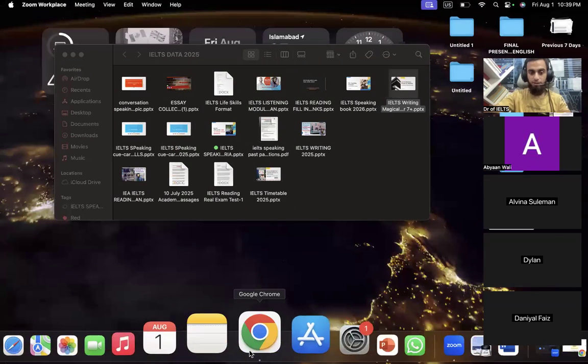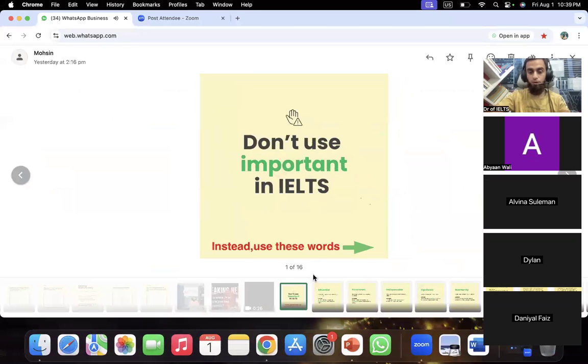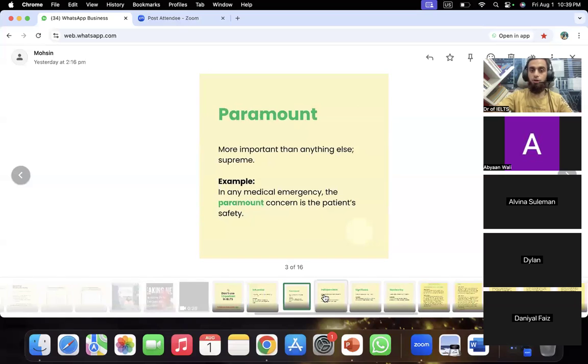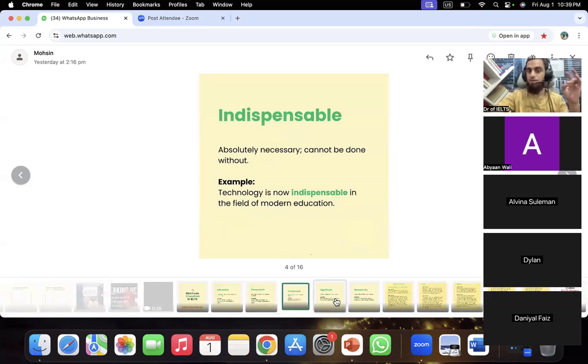So let's come to the words here, I'll share them if you want. Don't use "important"; you can go for influential, paramount, or indispensable instead of important. These are some common words, that's why I chose them, the most common words we use in each essay and each speaking exam.